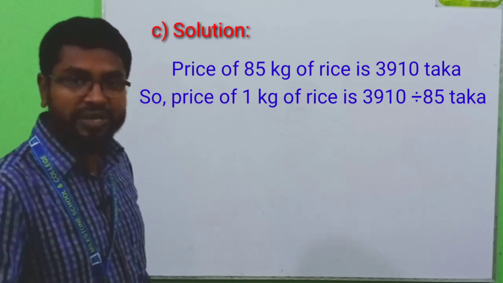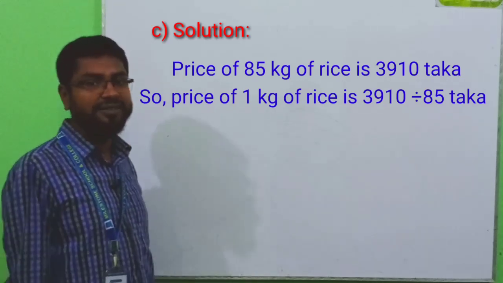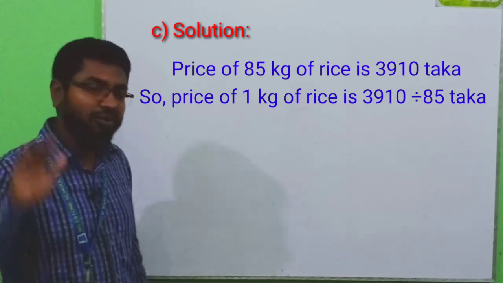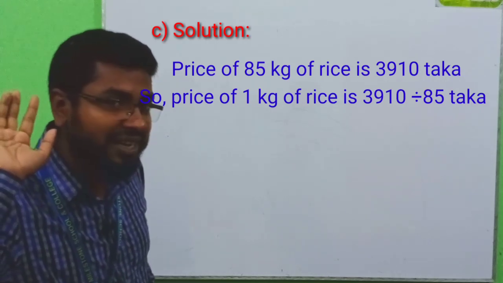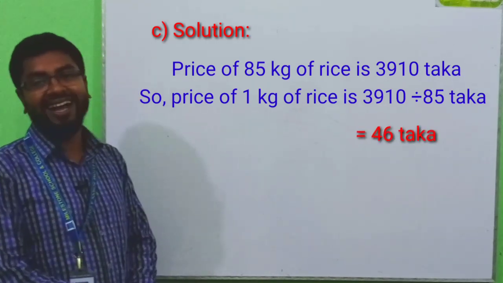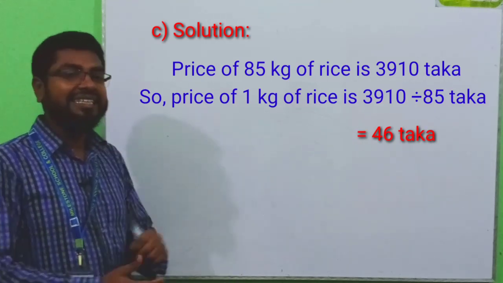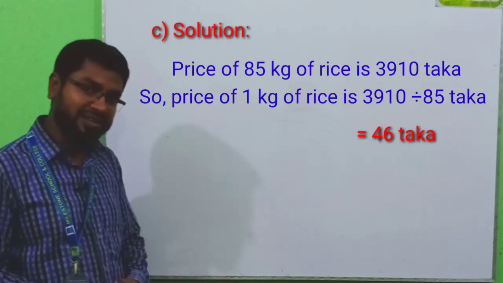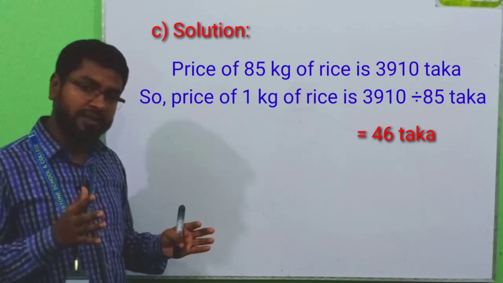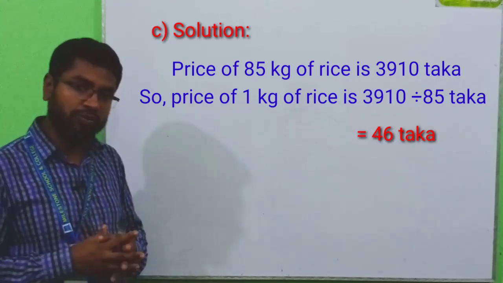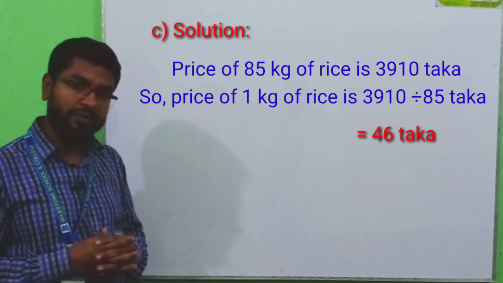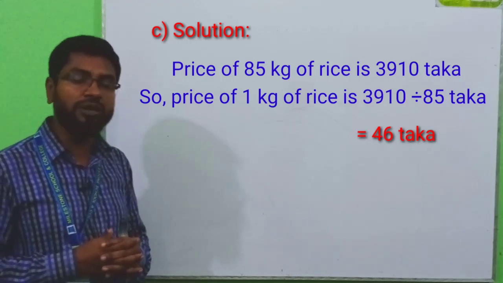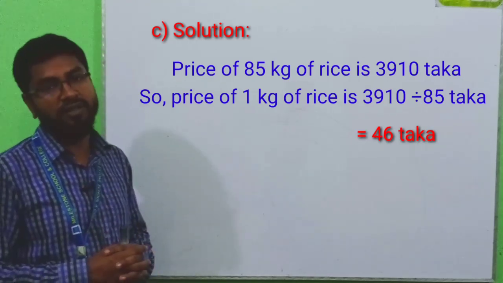So what will be it? It is for you. Do it and tell me the answer. Do division. I have shown you earlier. What will be? Oh yes, 46 taka. Do it yourself this raw work. Okay, this is answer of C. So this is creative math. Like this way you have to solve the solution. Okay, I hope if you practice this one you will be benefited and you will be expert in your math.